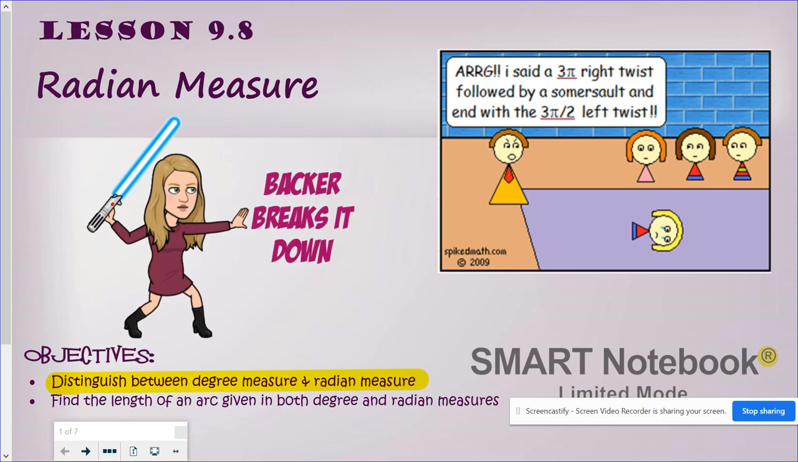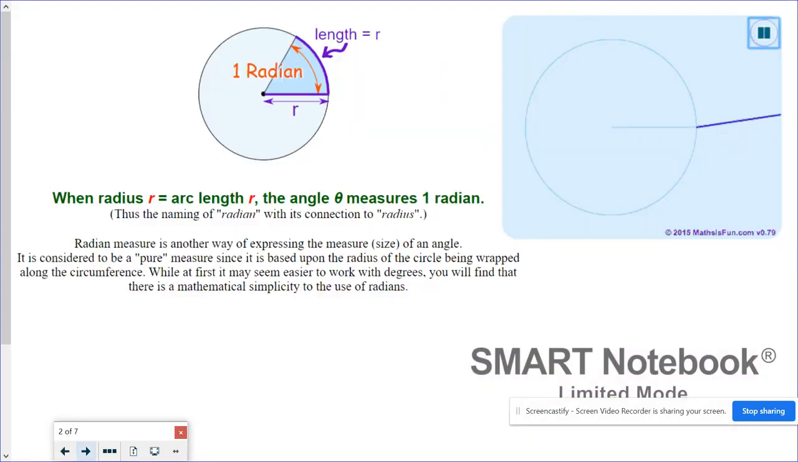So our little instructor over here said, "I did a 3 pi right twist followed by a somersault and end with a 3 pi over 2 left twist." So this instructor is using radians. Check this out.